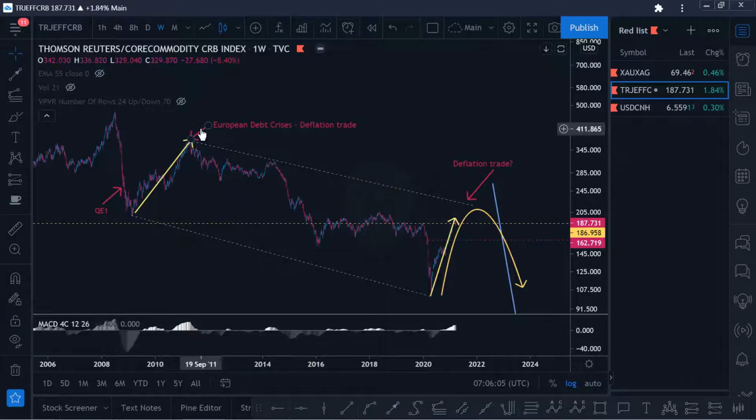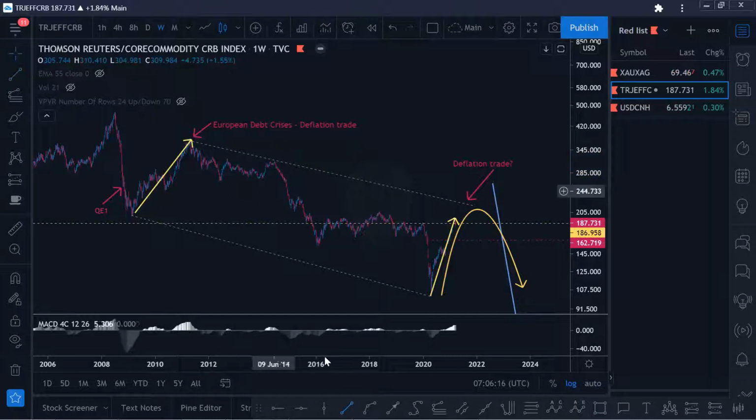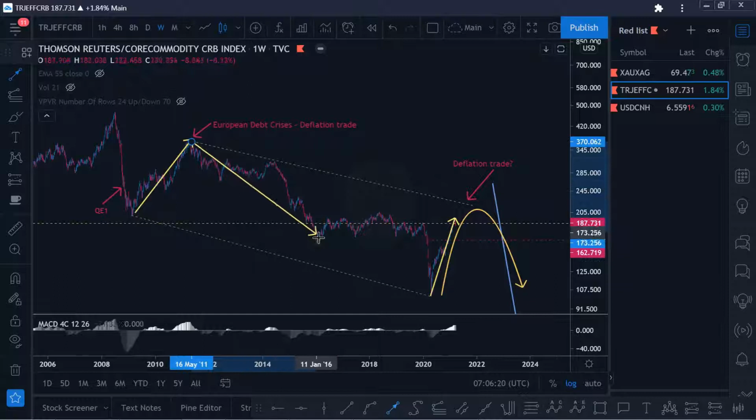And yet we got into the European debt crisis in 2011, and that inflation of commodities, that new beginning of the super cycle, as they called it back then and as they're calling it now, started to unfold as a continued commodity bear market.